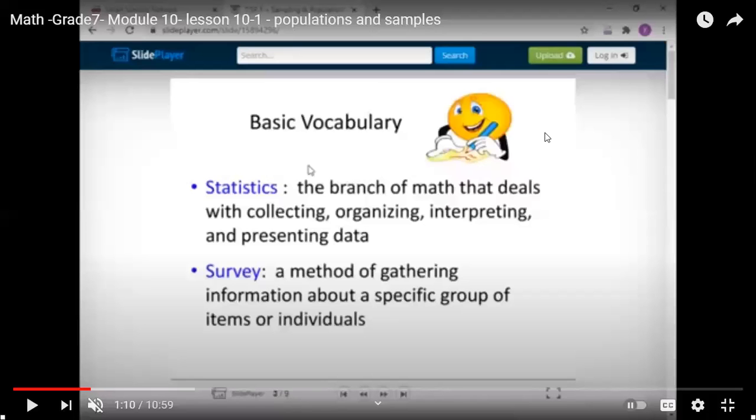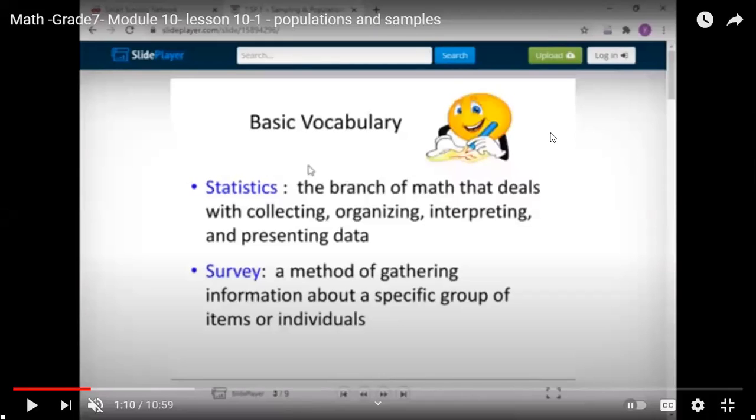Okay, what else did you remember about samples and populations? The two types of samples, which is? The random and the biased sample. Yes, the random and biased sample. Very good. Okay, we are going to continue with more examples about vocabulary and about populations and samples.